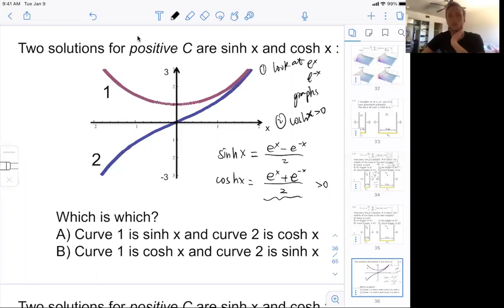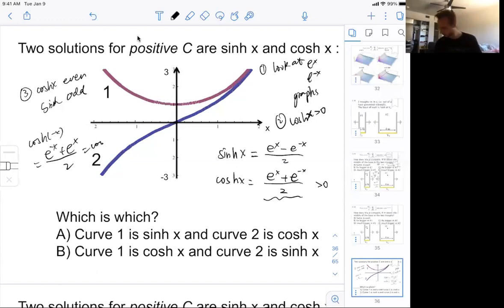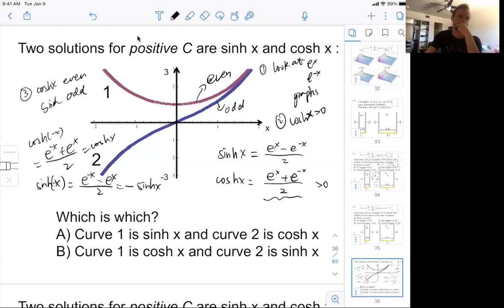I'm going to present 2 other ways. I claim that cosh is an even function and sinh is an odd function. Because cosh of negative x is e to the negative x plus e to the x, switching negative x to x, which is itself. But for sinh, the negative x becomes e to the negative x minus e to the x, which is the negative of sinh. So this one is obviously an even function, and this is an odd function, and I know how to separate them.